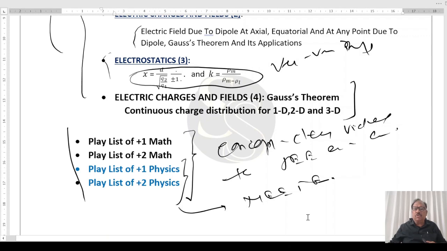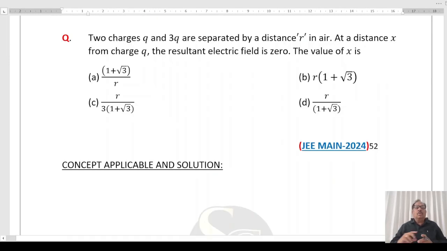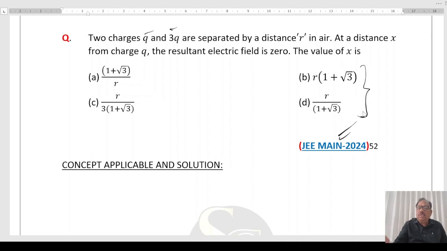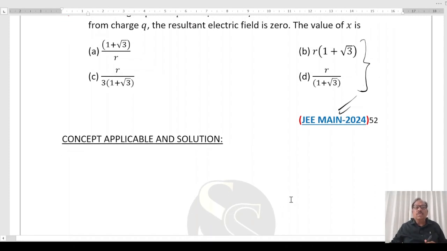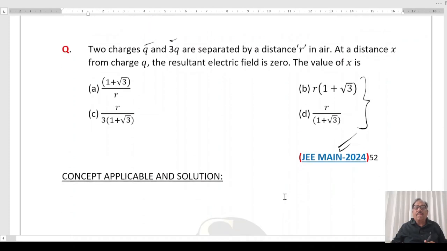Now let's start with the questions. Question is, two charges Q and 3Q are separated by a distance r in air. At a distance x from charge Q, the resultant electric field is 0. The value of x? Four options are given to you. One of the options is correct. Question is taken from JEE Main 2024.